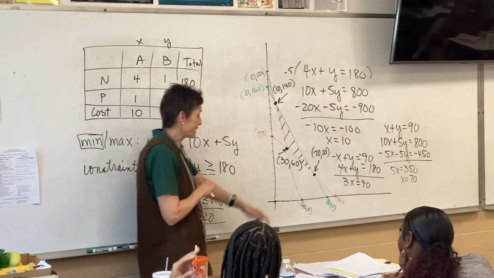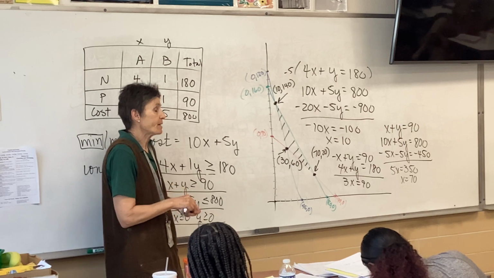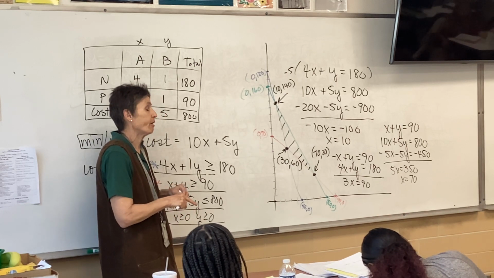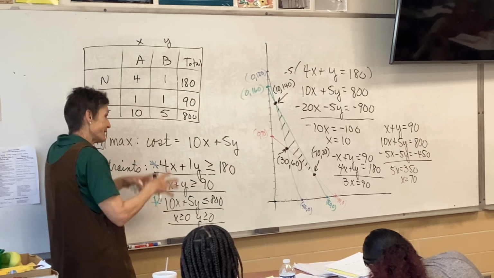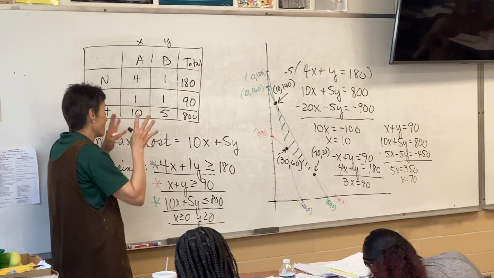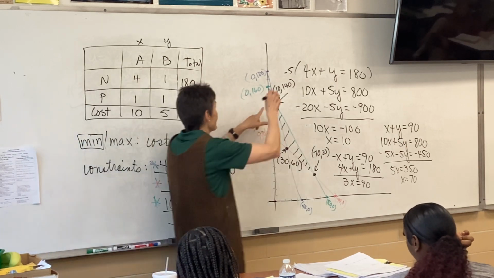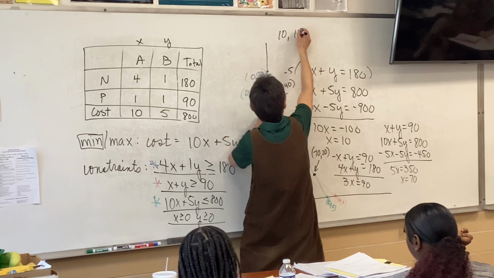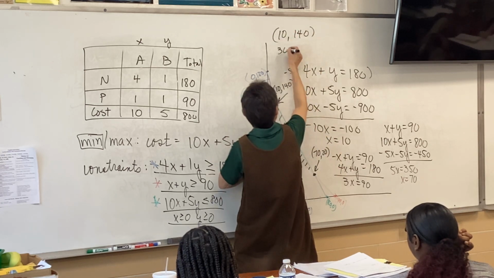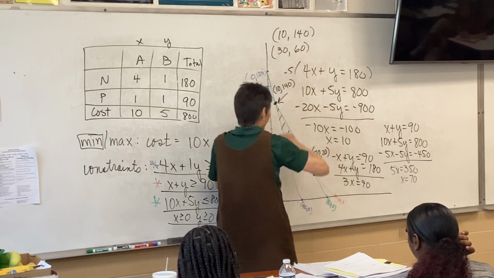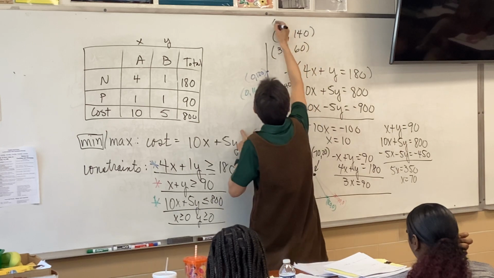All right, I got 70 comma 20. Is that what you got? All right, so now we have to make our decision. You are responsible for buying fertilizer that meets the requirements as cheaply as you can. So you're either going to buy 10 comma 140, or you're going to buy 30, 60, or you're going to buy 70, 20. Those are our choices.